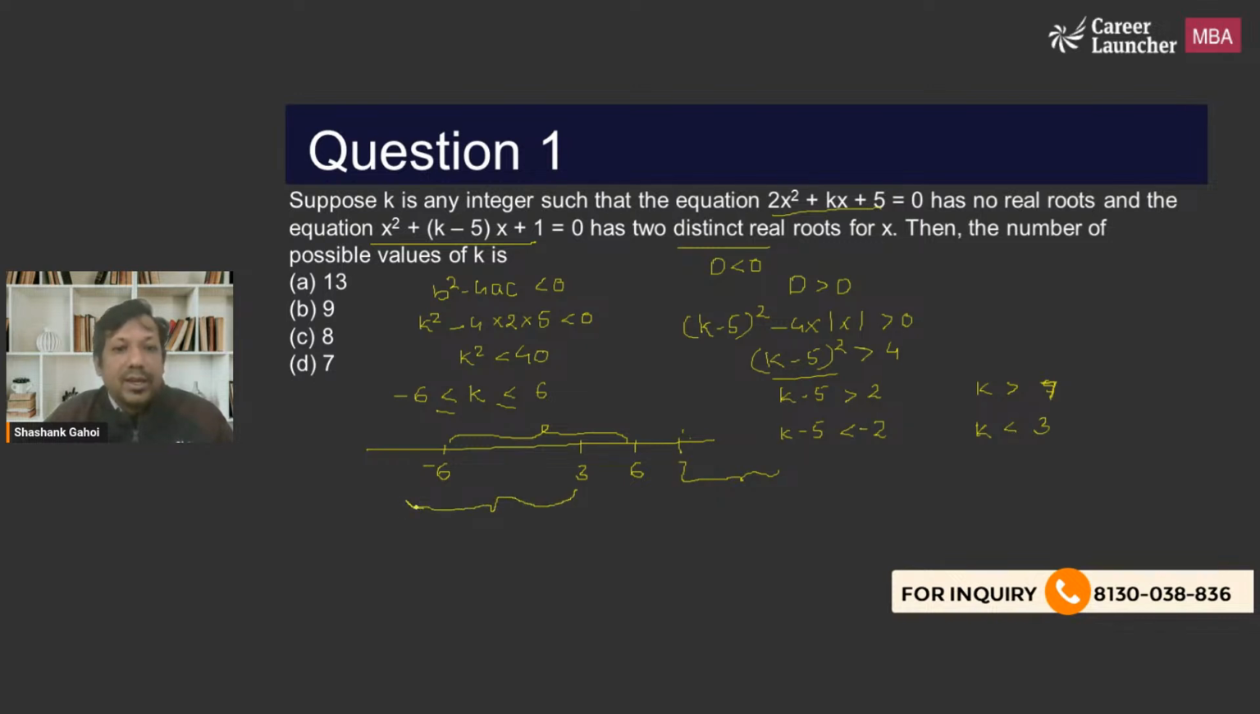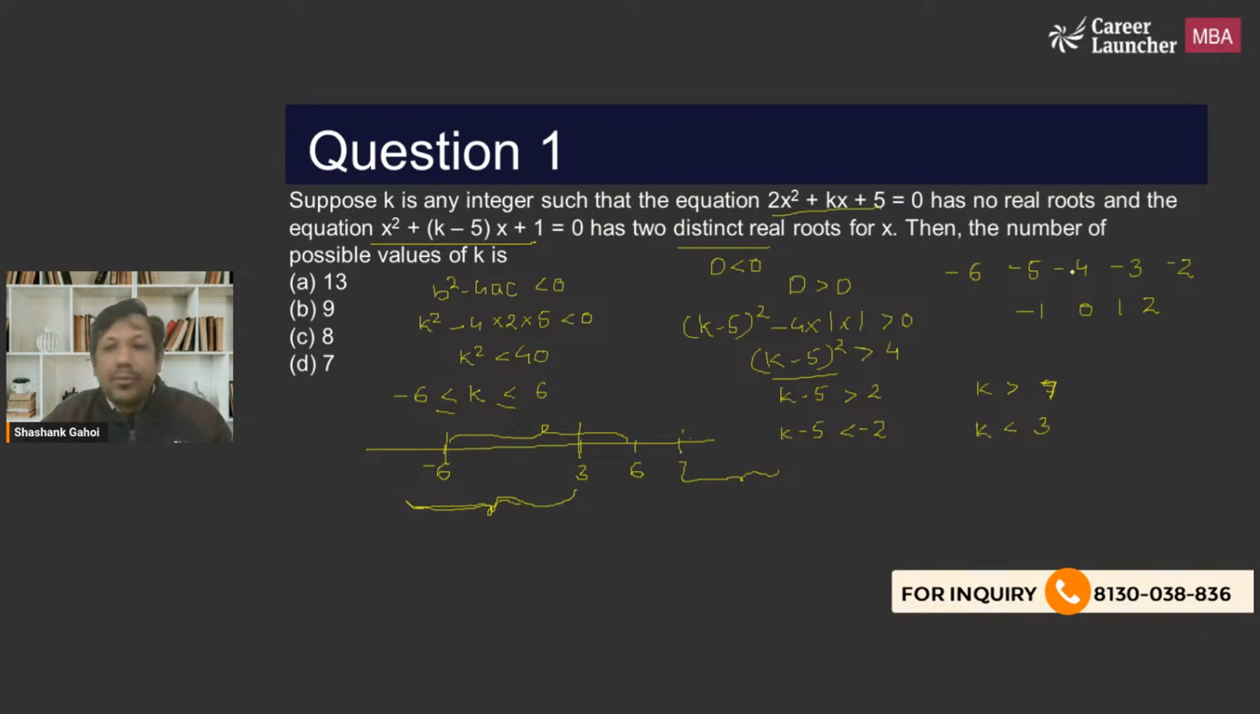So basically, there are two possible ranges, right? Now, if I want the value of k, then I need the common range. Now, what is the common range? That is -6. -6 is included. So I'm going to get -6, then -5, then -4, -3, -2, -1, 0, 1, and 2.